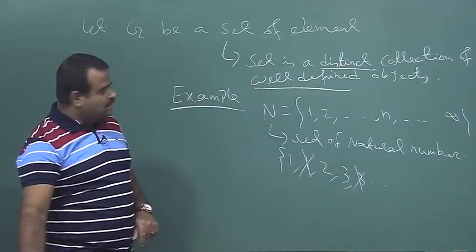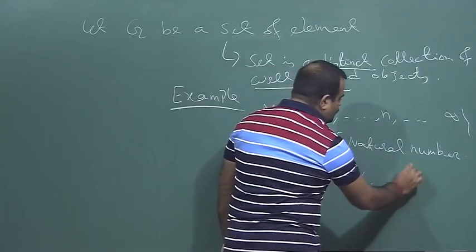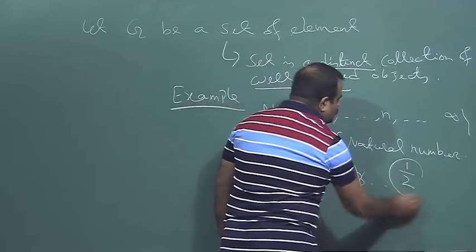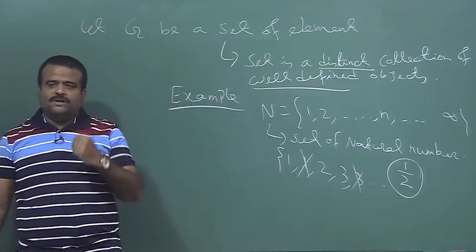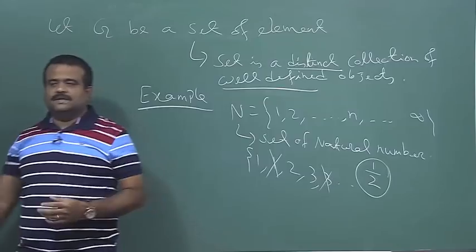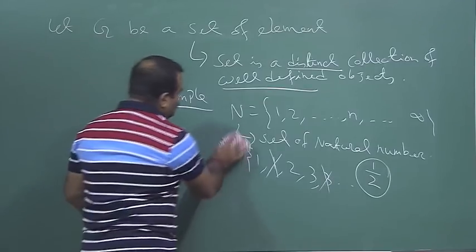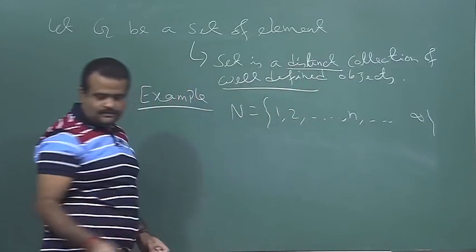Okay. And if I have this set, then whether we can say that this 1 by 2 is in the set or not. So, 1 by 2 is not a natural number. So, it is not in the set. So, in that sense it is well defined. Any element if we take from the universe, we can definitely say whether that element belongs to that set or not.